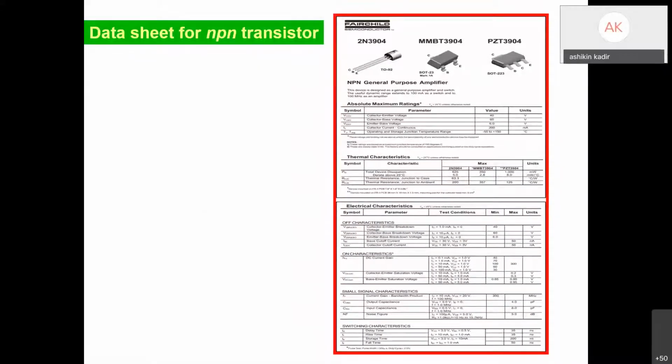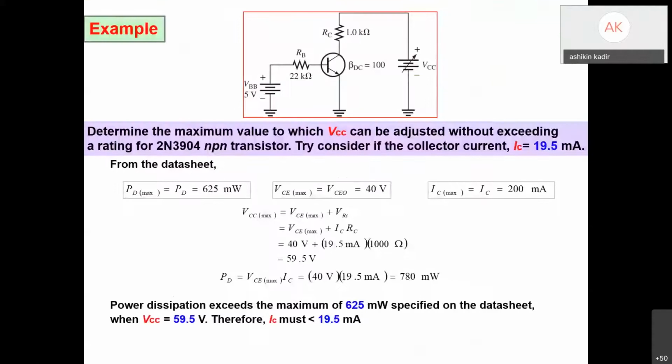Okay, so this is another example when you are given a data sheet. How do you read this data sheet? For example, this is the circuit on top. The circuit says that the BJT is an NPN transistor 2N3904, so it just gives you the model of the BJT. What you can do is read from the data sheet.